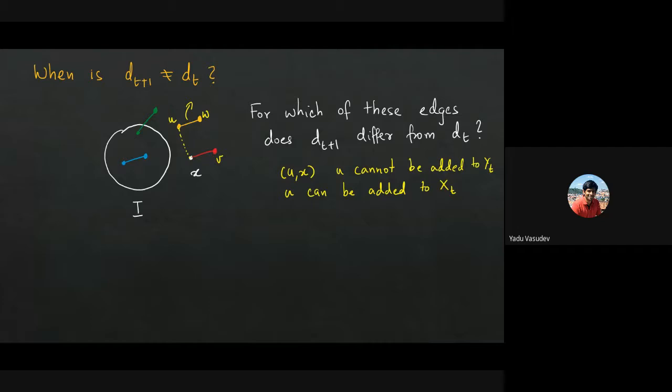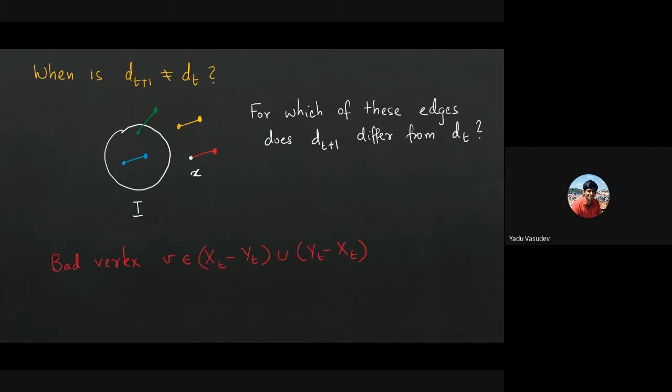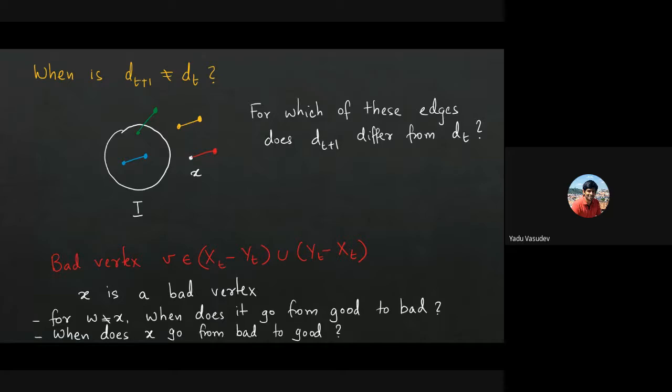Okay, so these things we are going to analyze. Let me call a vertex a bad vertex if it is in the symmetric difference, that is, it is in one but not in the other. For instance, X is a bad vertex. Good vertices are ones which are not bad. Now, how can dt plus 1 differ? There are two ways in which it can differ. What are those ways?